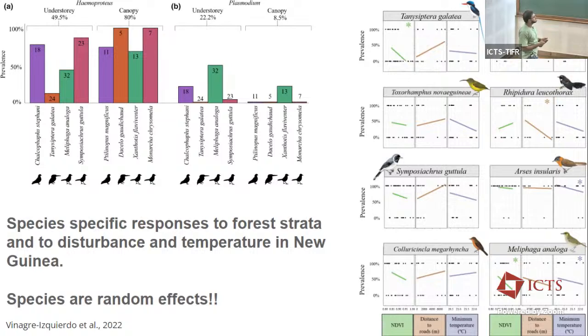And there are species-specific responses. These are general responses that you are finding, but look at different species responding to NDVI, that is the amount of green cover, the distance to roads and minimum temperature.